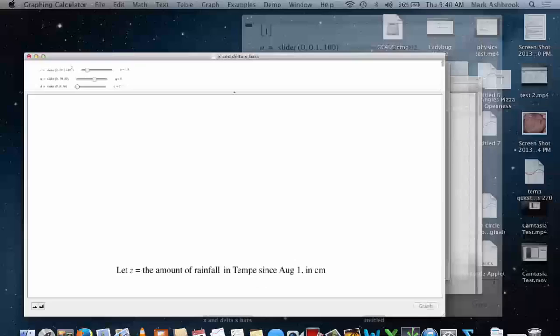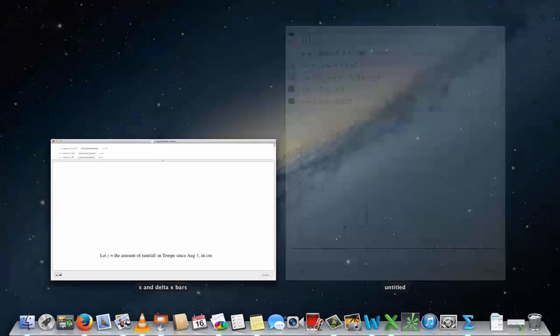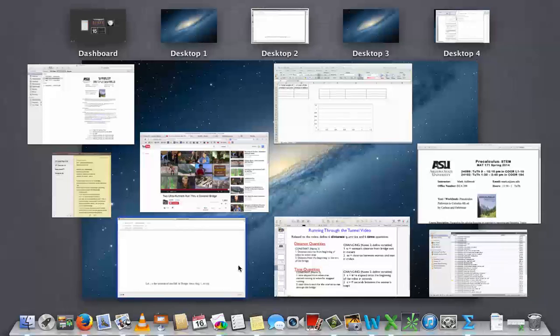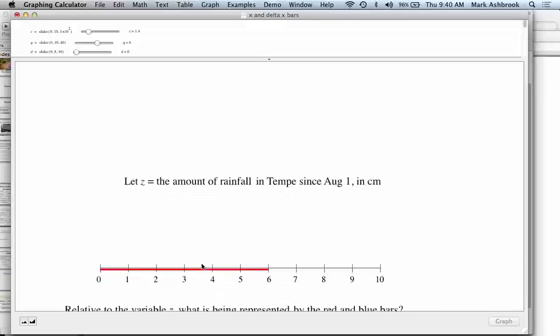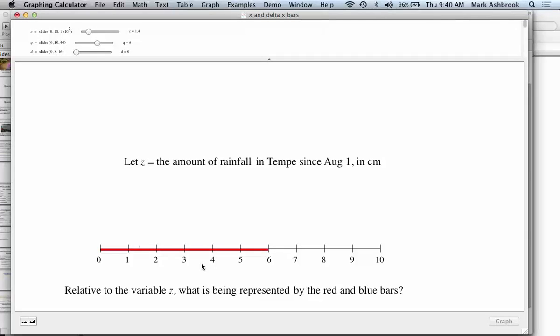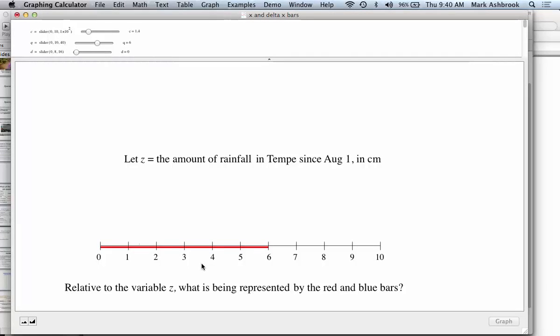So I want to show you a representation. Here we go. So here's a representation of that variable Z. We said that variable Z represents all the different values that quantity can take on. So how does this red bar represent the variable, or the quantity that we're representing by Z? Jonathan? It's the total amount of rainfall since August 1st.